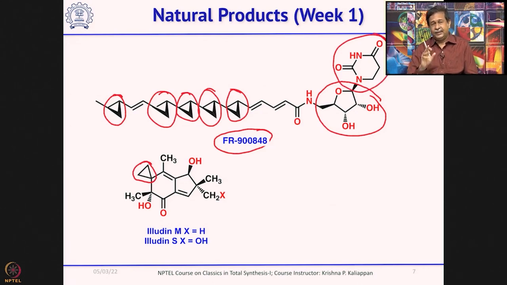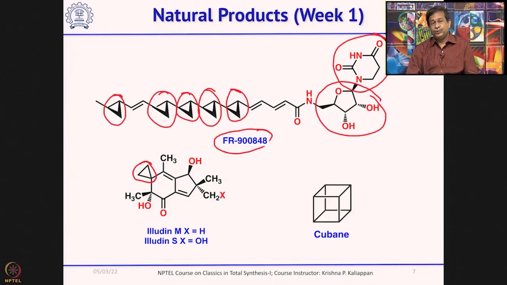In the whole course, we will not only discuss the retrosynthesis and total synthesis of a natural product, but also discuss in detail some of the key reactions which are used to make these natural products. For example, the key component in these two natural products is cyclopropane. We will discuss how these cyclopropanes were made for each molecule, and that particular reaction we will discuss in detail.